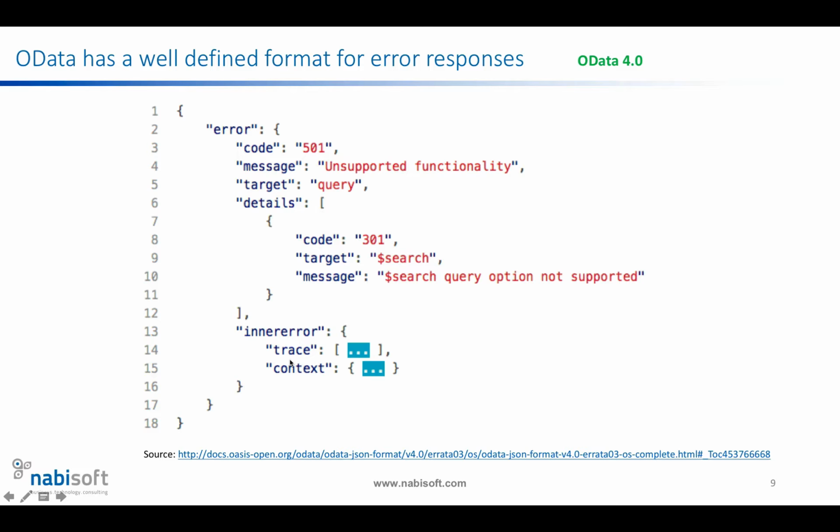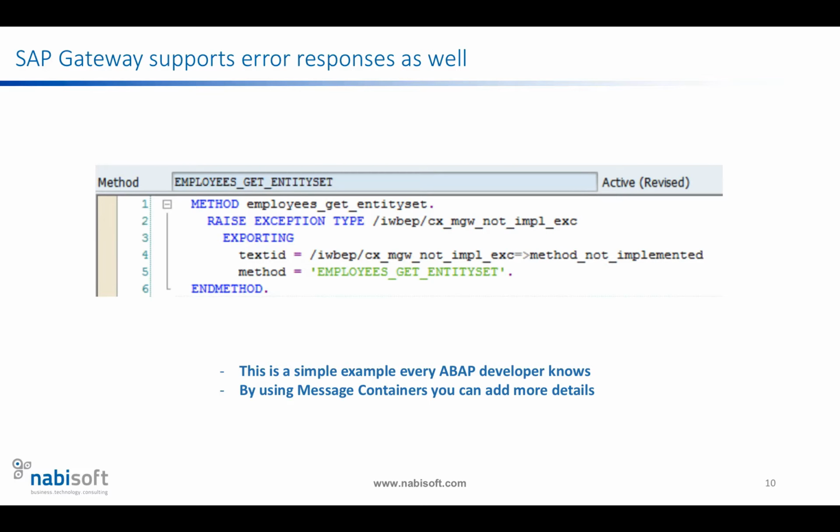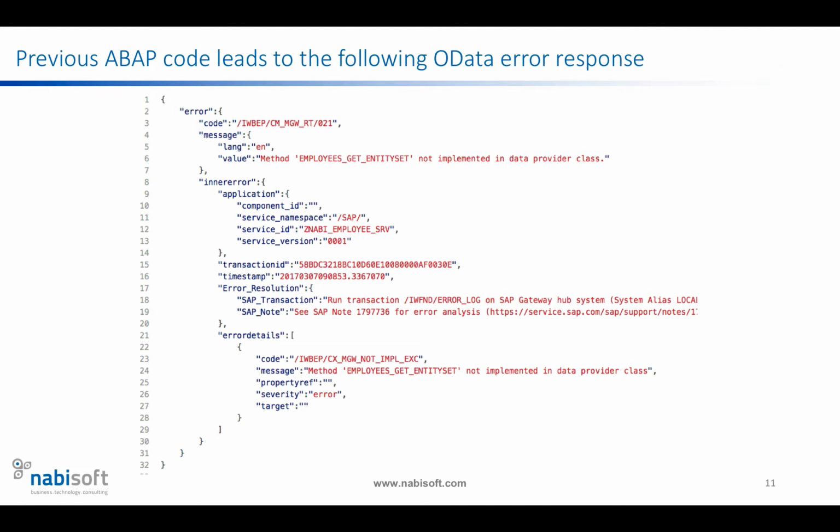So now let's see, for example, how the SAP Gateway would do that. This is a simple ABAP code that shows you how you can easily create an OData response in a version 2 OData service. We just throw an exception, and the exception is just saying my method is not implemented. If you want to add additional messages, you can use Gateway APIs to add messages by using the message containers in your services.